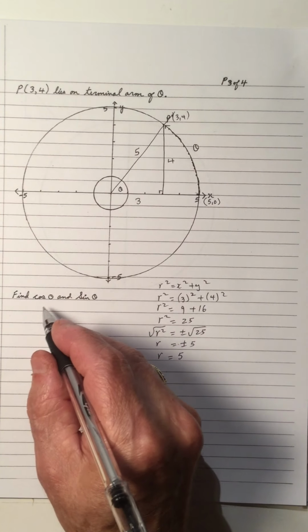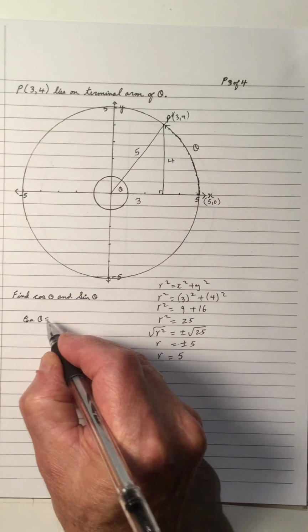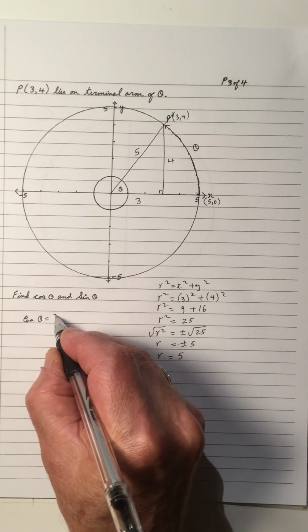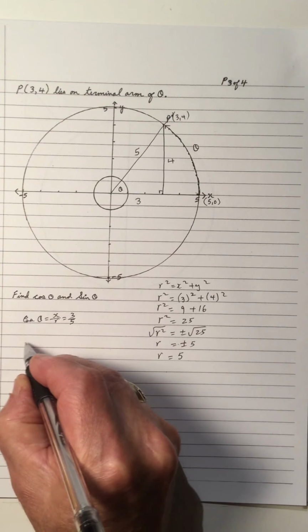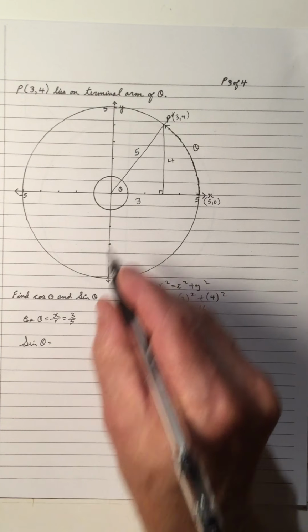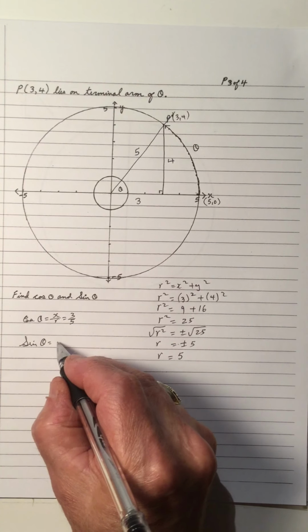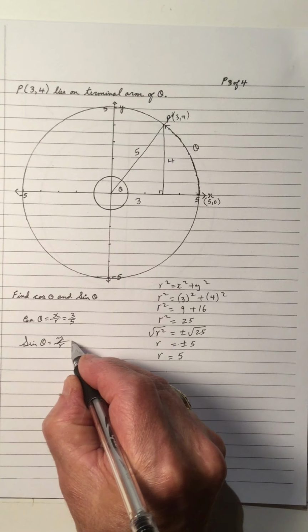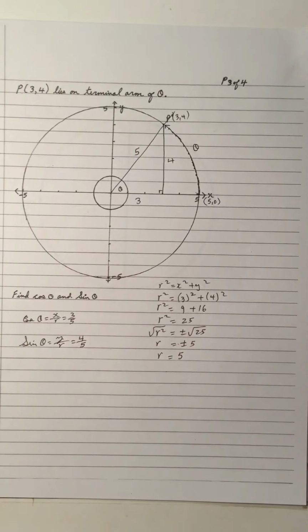And according to theta here, cos is the adjacent over the hypotenuse, or the x over the r, so it's 3 over 5. And the sine of theta is the opposite over the hypotenuse, which is the y over the r. And that's 4 over 5.